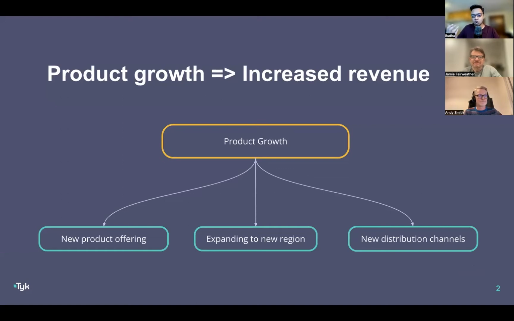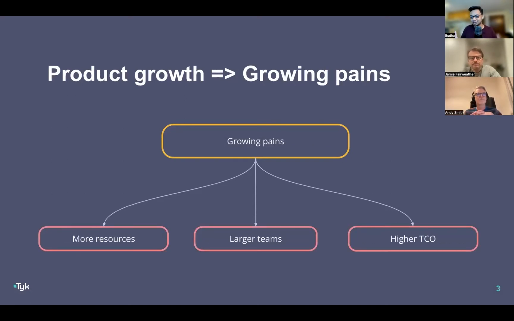And when we talk about increased revenue and product growth, a lot of times that means you might be looking at a new product offering, you might be looking at expanding across new regions, you're looking at new distribution channels that you might be exploring. Now, with that, obviously, that's all well and good, but at the same time, there might be challenges associated with this, which is what brings us to the pain points of growth.